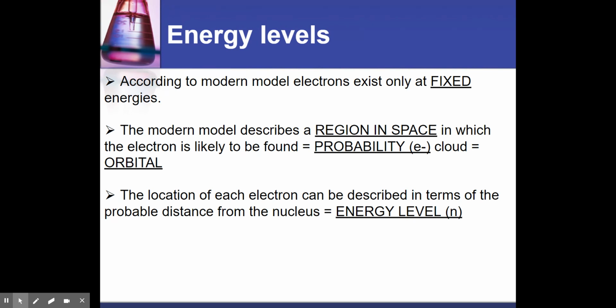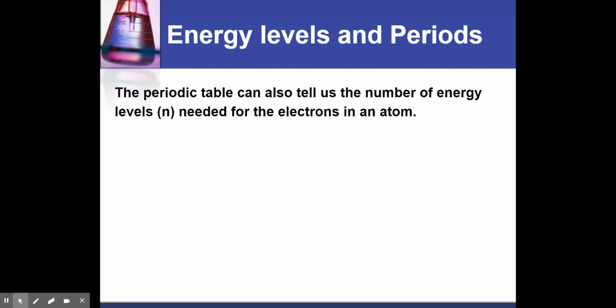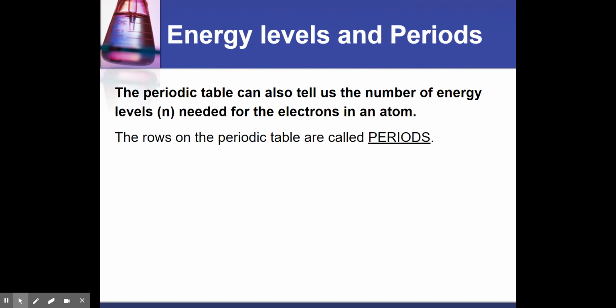The location of each electron can be described in terms of the probable distance from the nucleus, or the energy level, and we abbreviate that with the letter n. And so we actually see that this connects with the periodic table. Although we didn't necessarily know that when the periodic table was first being developed, we have since figured out that there are all of these connections between electrons and the organization of the periodic table. If we are thinking about our periodic table, it can tell us the number of energy levels needed for the electrons in an atom. We can't fit them all into one, depending on how many we have.